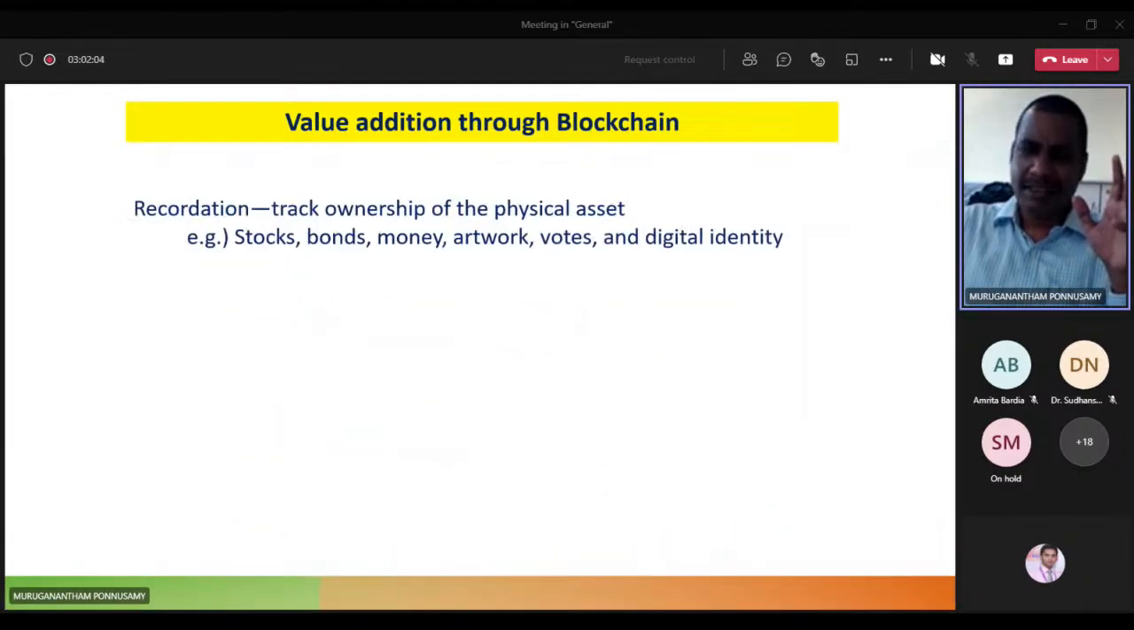The value addition. When we talk about finance in banking, the recordation, for example, of stocks, bonds, money, artwork, words, digital identity, and more than that. It is not limited to this. It is not limited to this level.